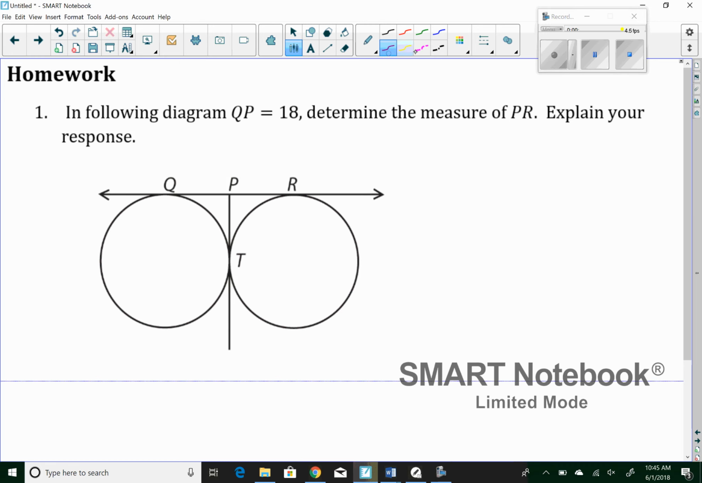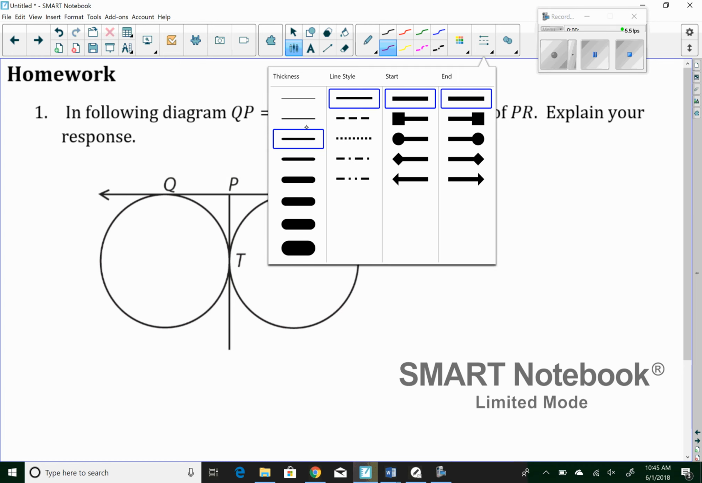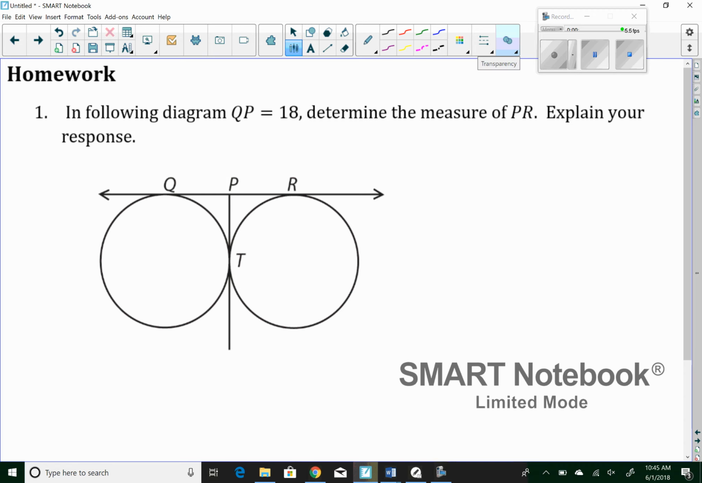All right, welcome to the video for lesson number 11. So in this lesson, we learned about common tangents and some of the different relationships that come up with that. So all the math rules that we know about circles are still going to come into play here. So let's talk about the first one.